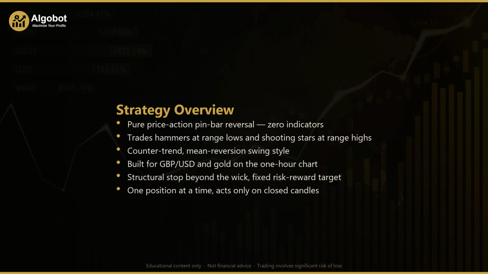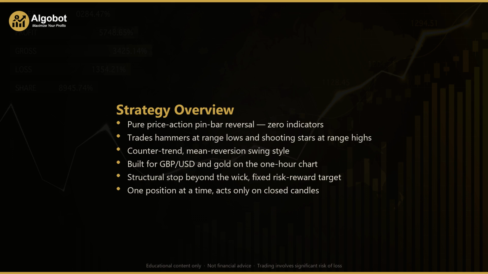Let's start with the big picture. Wick Rejection Reversal is a counter-trend swing strategy that trades a single, very recognizable candle pattern, the pin bar. A pin bar is a candle with one long wick and a small body. That long wick is the market's clearest fingerprint of a failed push. Price probes a level, gets violently rejected, and snaps back before the candle closes. When that happens at the right place, it often signals a short-term reversal.